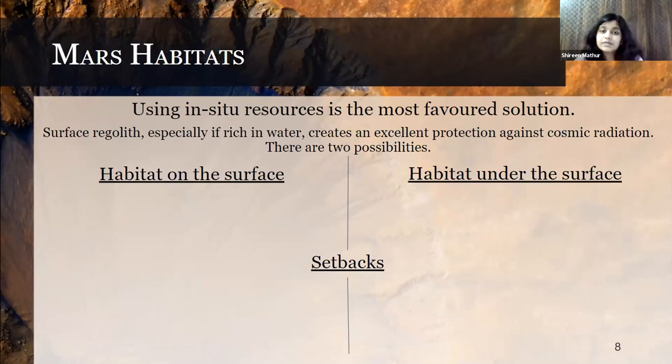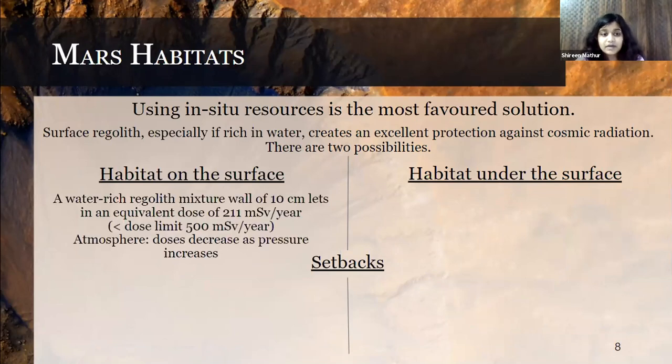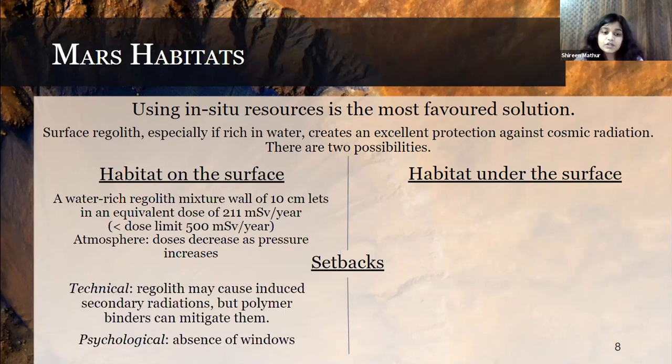We can have two possibilities for habitats on Mars: one on the surface and one below the surface. Talking about habitats on Mars, a water-rich regolith mixture can be used, and it will provide the best protection against radiation. The technical problem with this is that it can also cause secondary radiation.